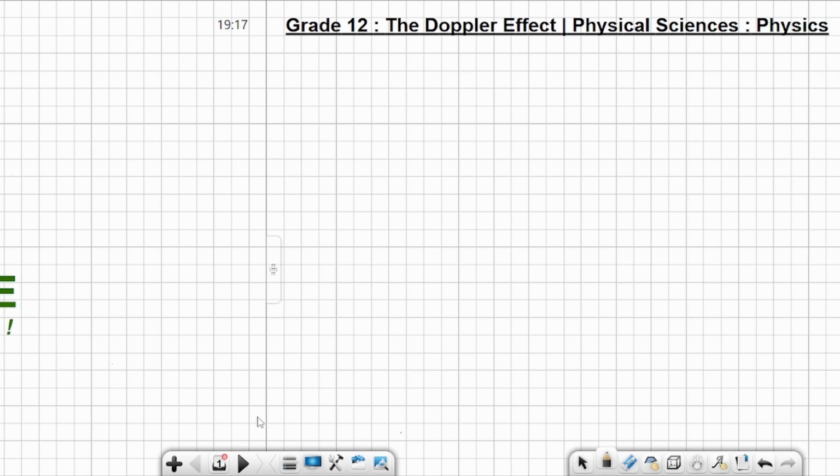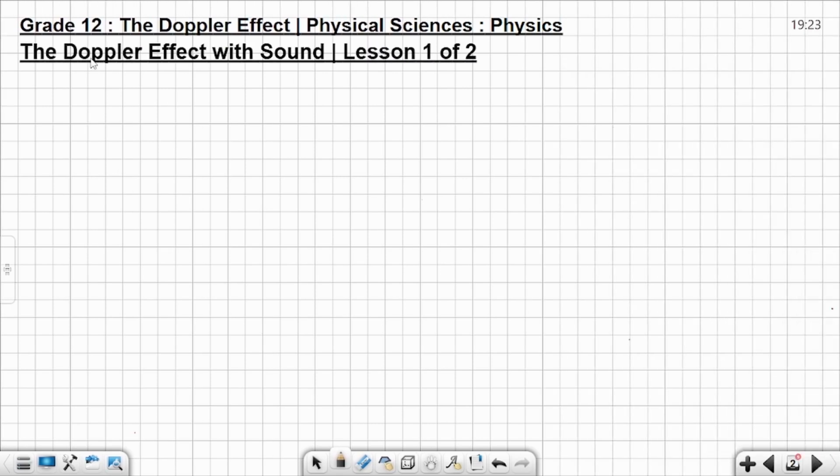Okay, let's start with the Doppler effect. So this is the Doppler effect with sound. It is our lesson 1 of 2. So lesson 2 of 2 will be the Doppler effect with light. For now, we are looking at the Doppler effect with sound. Let's start with the introduction.